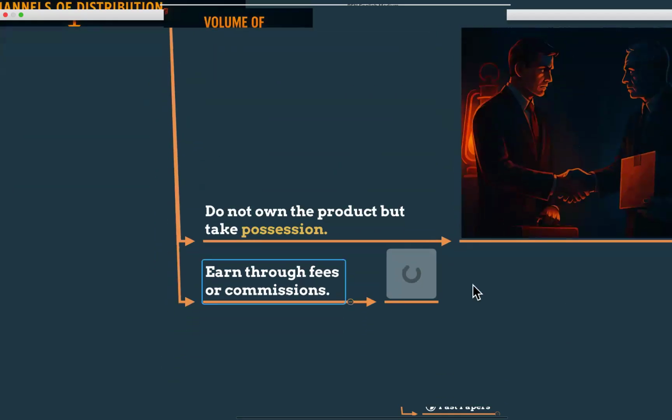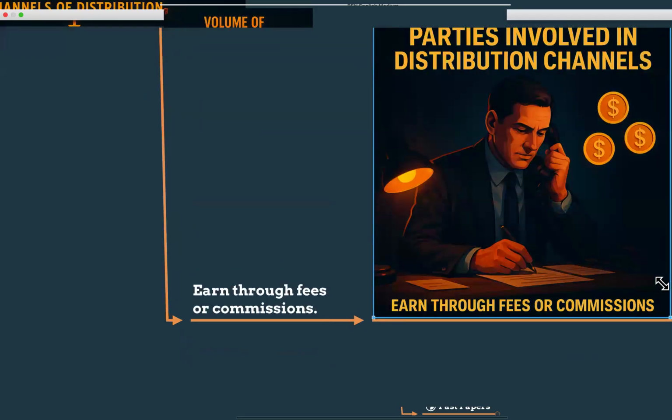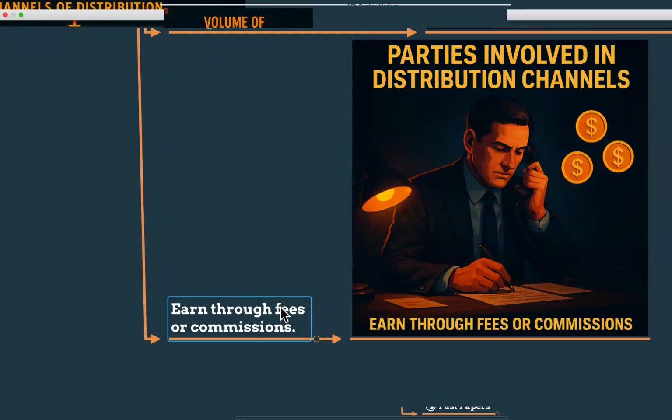So how are they getting the income then? They earn through fees or commissions, right? For the sales they make, they get a percentage of the sales as a commission, and no sale, no income for them. So they are motivated to sell more and earn more commission. So for example, if you are doing a real estate business as a real estate agent, right?